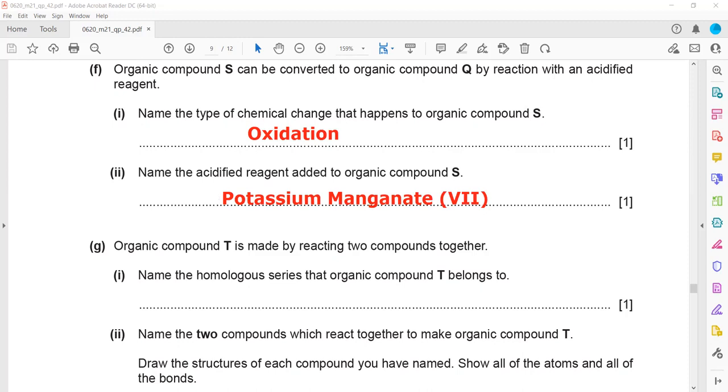So it remains fixed. The conditions, same as converting alkene into alcohol, always remain fixed: around 300 degrees centigrade, high temperature, high pressure, catalyst phosphoric acid. So same thing for converting any alcohol into carboxylic acid, the conditions remain the same. It will always be potassium manganate(VII).